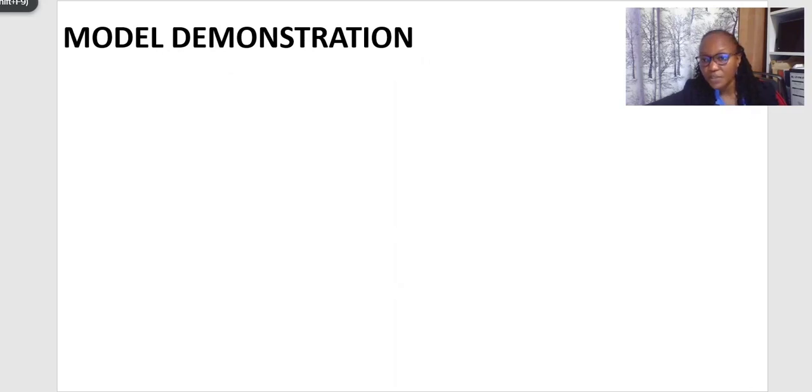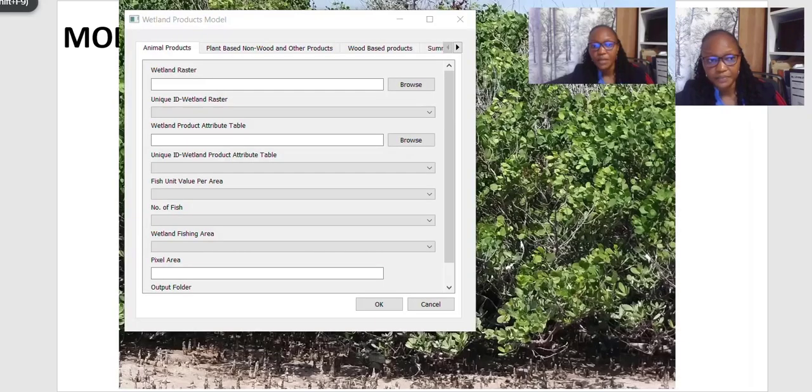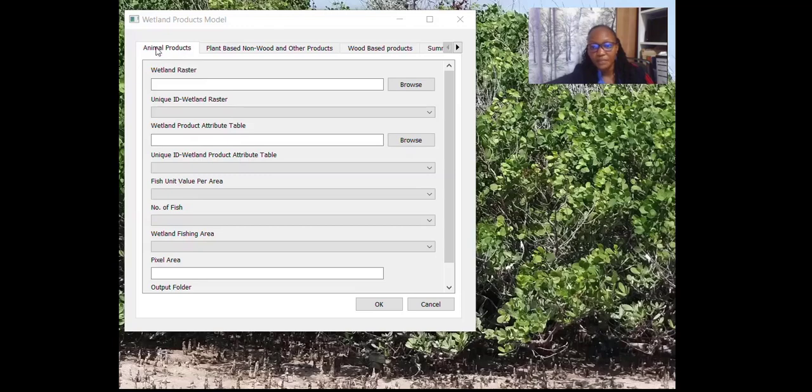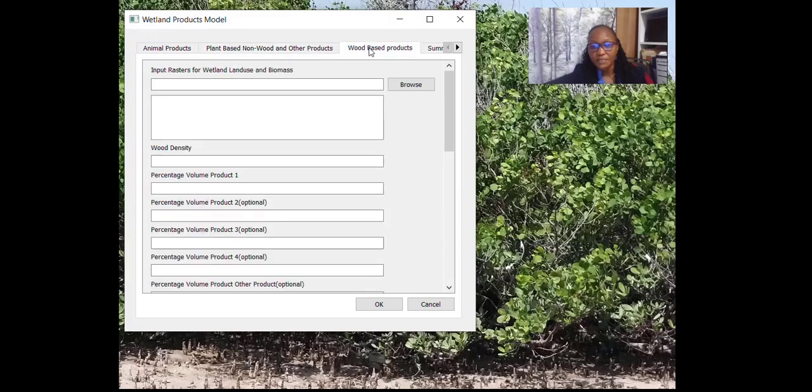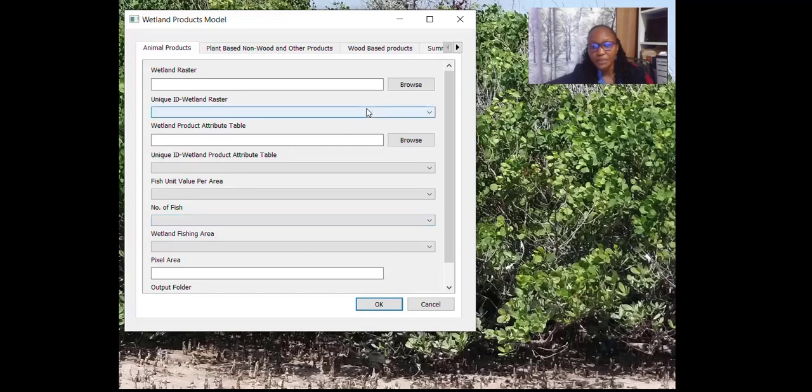So now, since you have understood all the data preparations and what the wetland product model is all about and the submodels that are within it, we can now move to the wetland product model and run it for the fish product. Once you get time, you can also run the other submodels and give us feedback. So when you open your wetland submodel, you should have the animal product submodel as the first one, the plant-based non-wood and other products, and finally the wood-based product and a summation of the same at the end. So we'll run the animal products, we'll input the wetland raster just as discussed during the data requirements and data preparation procedures.